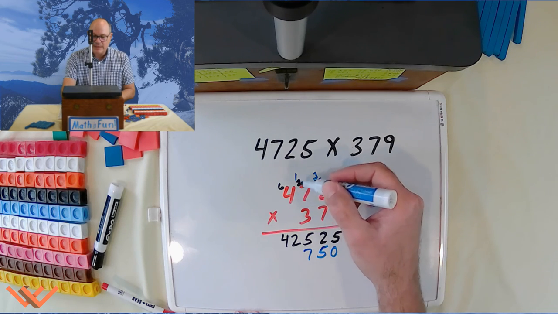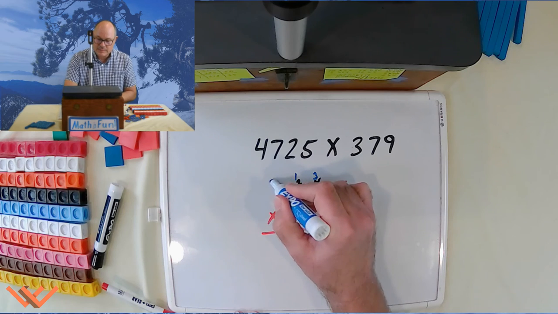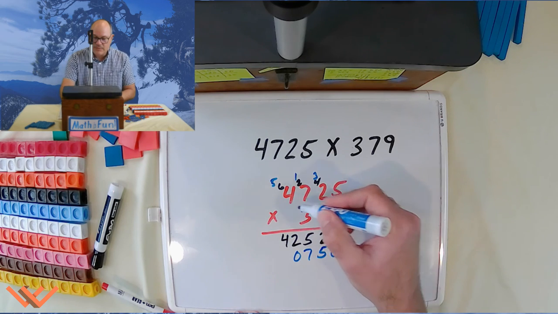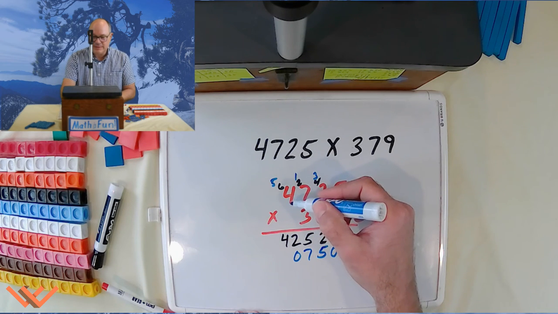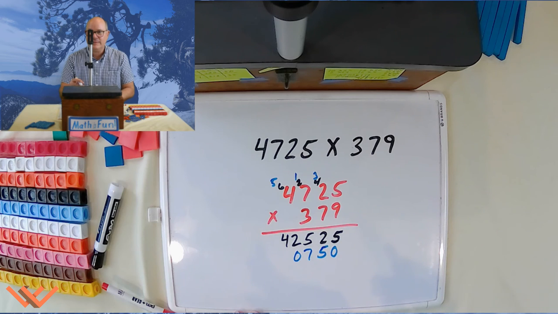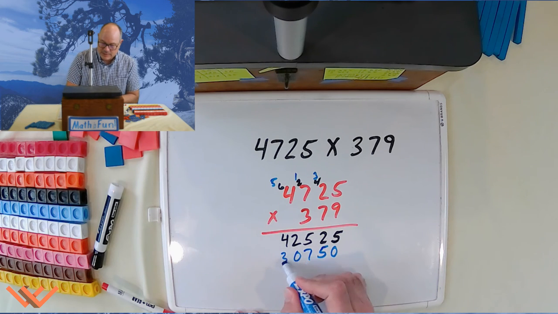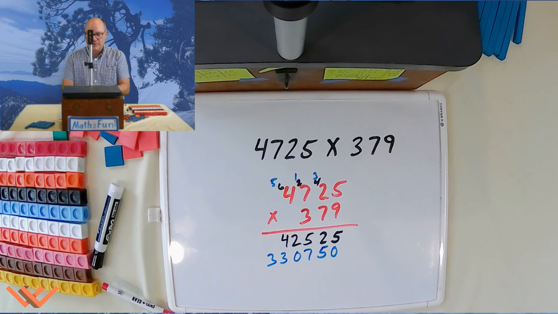7 times 7 is 49, 50, 0. 7 times 4, what is it? That's going to be 28 plus 5 is 33. Wow, all of a sudden we have this large number.